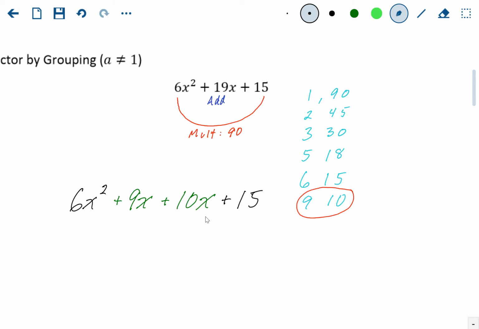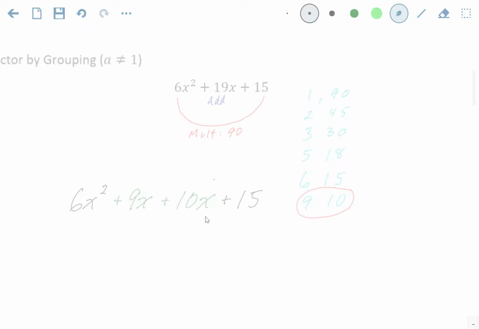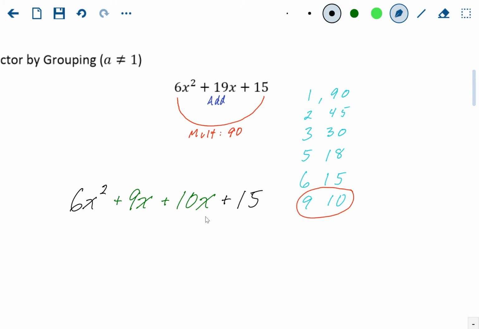So the first and last terms don't change. The only thing that changes is the middle term. The middle term gets split up into whichever factors multiply to a times c and add to the middle. Now we have 4 terms, and the only way we know how to factor 4 terms is to use factor by grouping. So we want to group together the first 2 terms and the last 2 terms.